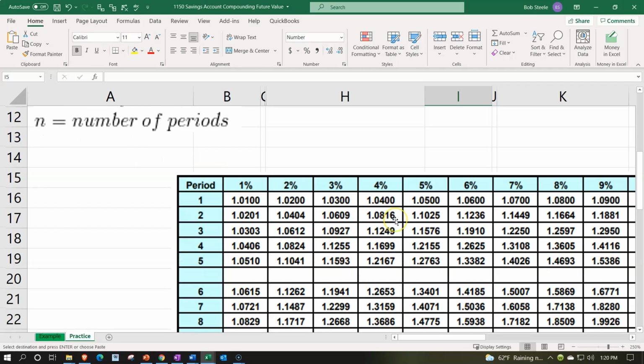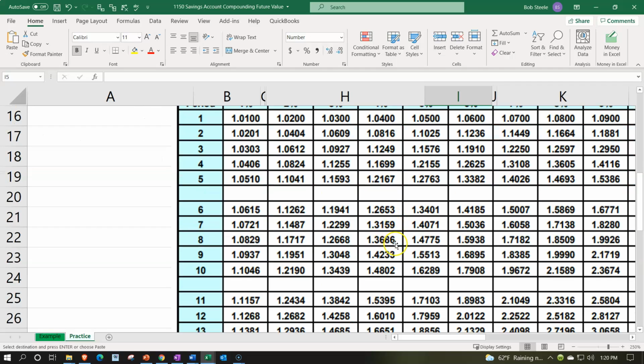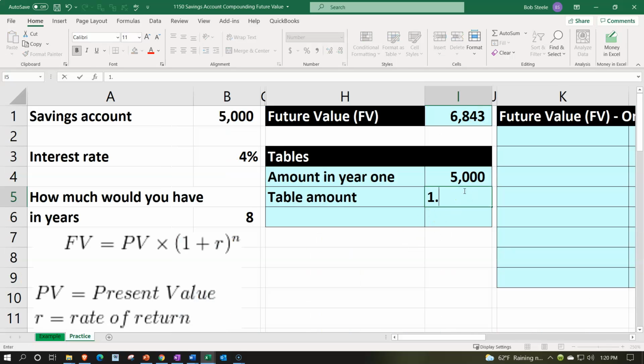So 4% and 8 periods down here. We're going to say this is going to be the 1.3686. And let's add some decimals so we can see that number. Home tab, number, adding some decimals. There's only 4 of them. Notice that the tables are limited in that way. They will be rounded. And we go to the font group, underline, and amount.